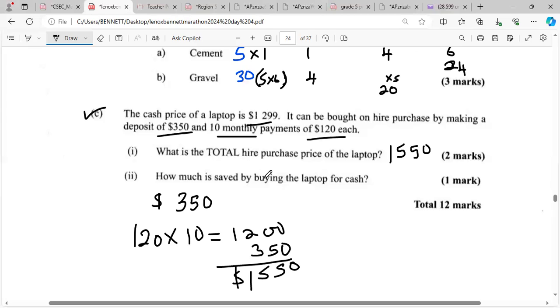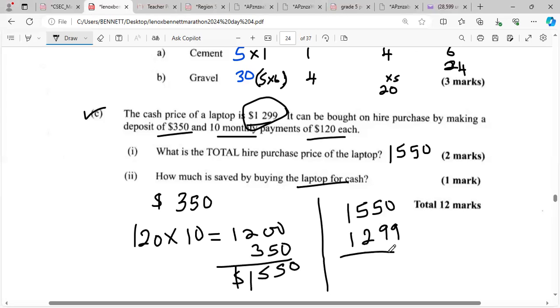Alright, now they say, how much do you save by buying the laptop cash? So all we need is the difference between the total hire purchase, which is this, and the cash price. Because if you pay cash, that's it. They never put any heap of tax on it where you have to calculate, so it's pretty straightforward. We're going to subtract because it's the difference.